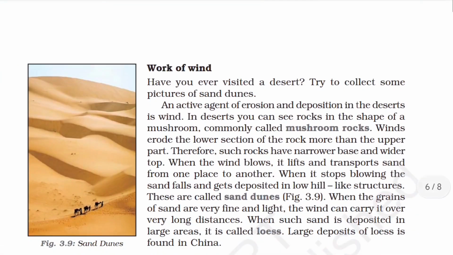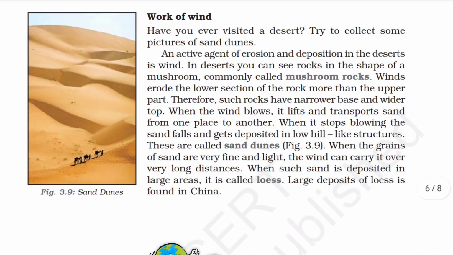Work of wind. Have you ever visited a desert? Try to collect some pictures of sand dunes. The active agent of erosion and deposition in the desert is wind. In a desert you can see rocks in the shape of mushrooms, commonly called mushroom rocks. Wind erodes the lower section of a rock more than the upper part. Therefore, such rocks have a narrower base and a wider top.